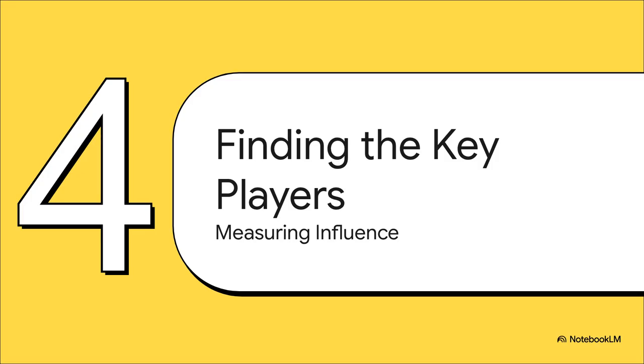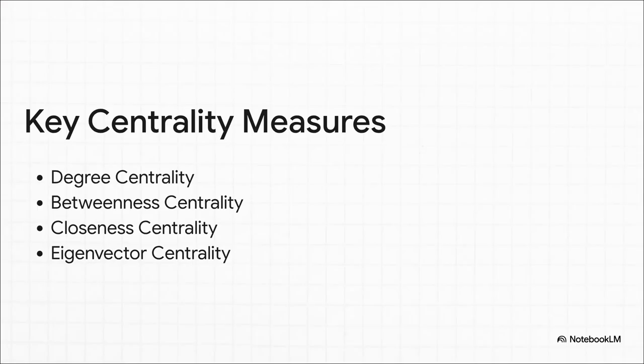And this, right here, brings us to one of the most powerful, most exciting parts of social network analysis, finding the key players. So how do we actually measure something as fuzzy as influence? The answer is a concept called centrality. There are a bunch of ways to measure centrality, but we're going to focus on four of the big ones. We've got degree, betweenness, closeness, and eigenvector.